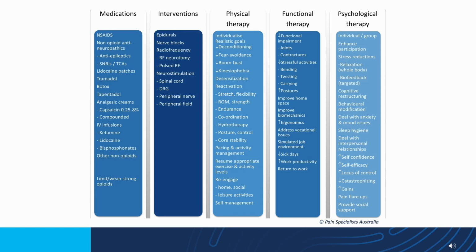These are anti-epileptic and anti-neuropathic medications. Some types of older and newer antidepressants we'll elaborate on in a bit. Lignocaine patches can be very useful for local hyperalgesic skin, allodynic skin. I know it's only PBS listed for postherpetic neuralgia, but you can still use lignocaine patches.